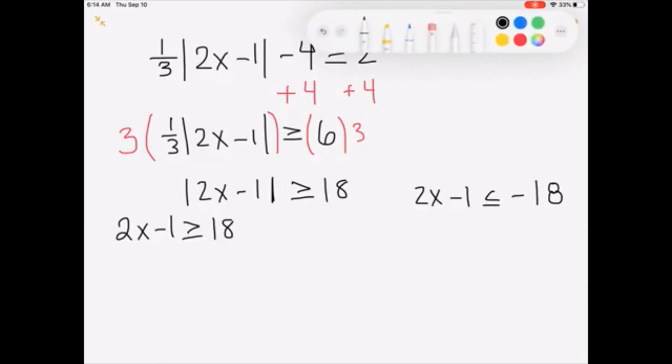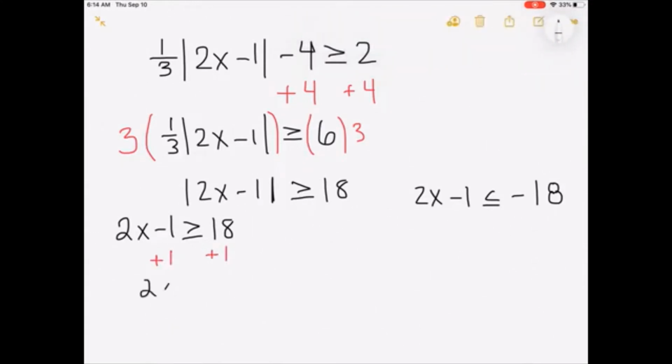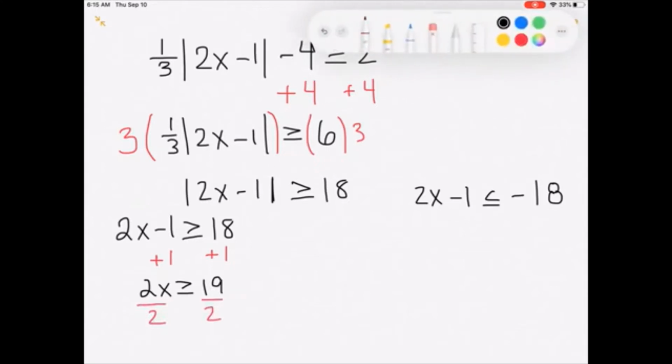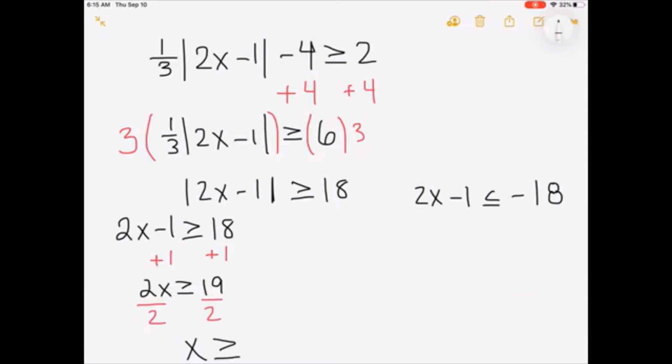So then we can solve each of these inequalities. On the left side over here, I will add 1 to both sides. That leaves me with 2x is greater than or equal to 19. And then I can divide either side by 2. That leaves me with, on this side, x is greater than or equal to 19 over 2. So that's one possibility.